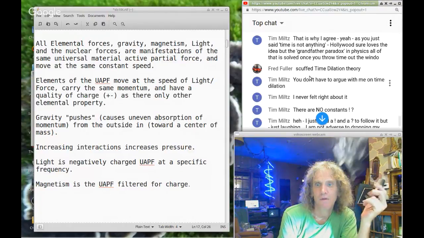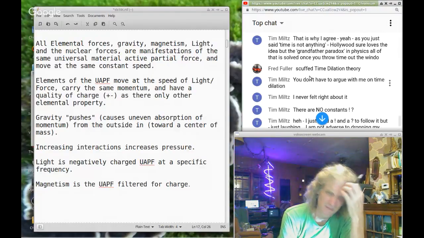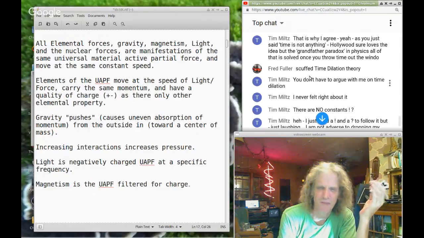There are no constants. You're still on this constants issue. It's just so ridiculous. Fuck you. I don't know what to say. It's just such a waste of time to do this pretending.